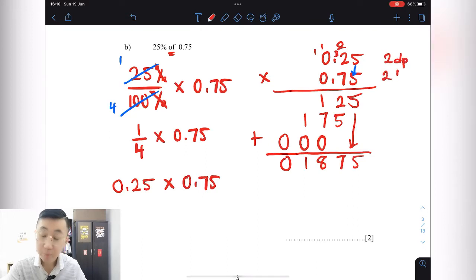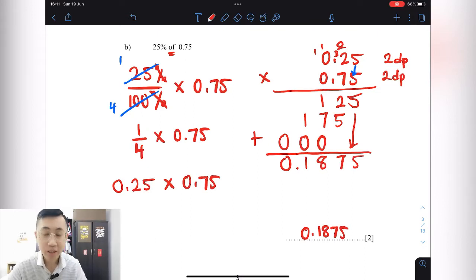multiply with a 2 decimal place number will actually have to give you a 4 decimal place number. So put your decimal point over here. Make sure that you have 4 decimal places, and that will be the final answer, 0.1875. Okay, so that's how you do question 2b.